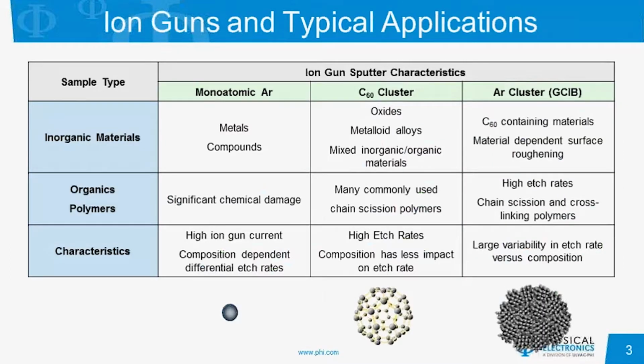And so as alternatives to monoatomic argon, several types of cluster type beams have been developed. For example, the C60 cluster and also an argon cluster, which we'll call GCIB in this presentation. And each of them have their pros and cons. For example, monoatomic argon is very useful for metals and inorganic compounds, but as we previously mentioned, not very useful for organic materials. Whereas the C60 and GCIB work much better for organics for maintaining chemical information with depth.